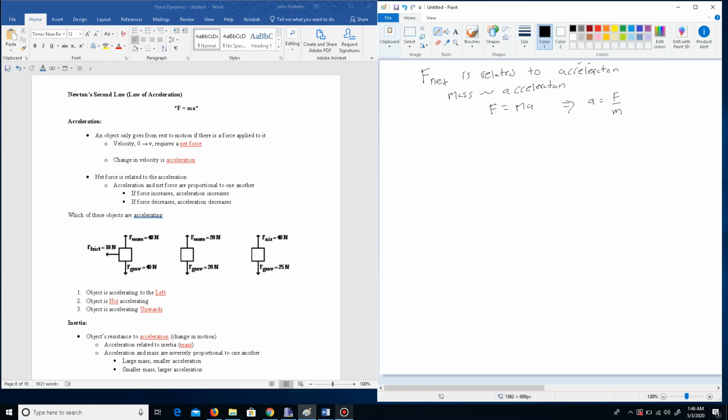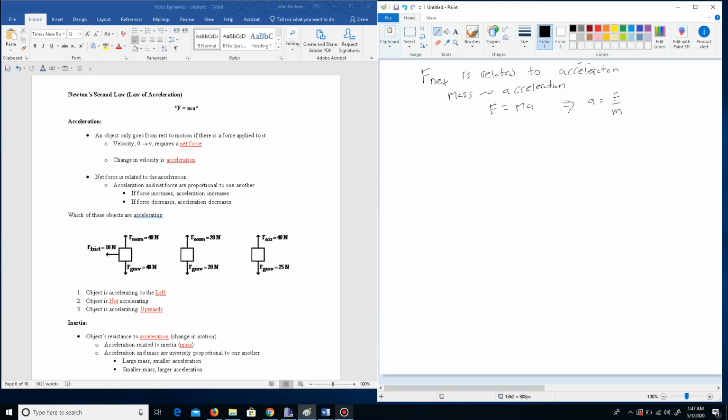That means that if the acceleration goes up, your force goes up. So if you have a higher acceleration, you have a higher force. If you have a lower acceleration, you have a lower force. Or if you need a lower force, you will need a lower acceleration. Right? So they're proportional to each other. They both move in the same direction, basically, as in increasing or decreasing.